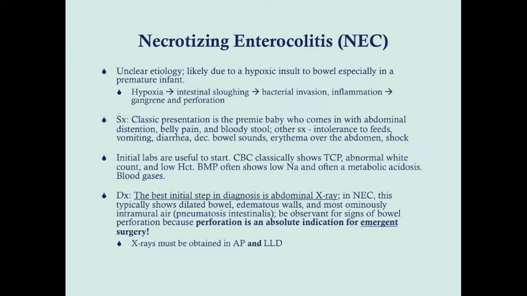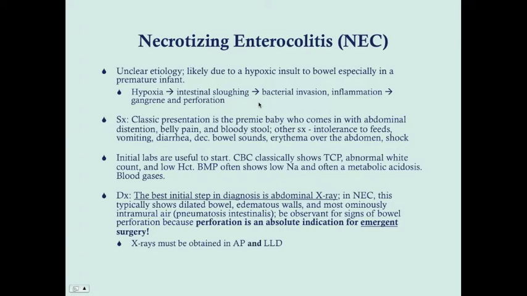When you look at your vignettes on the test, look for a premature baby. If it's not a premature baby, necrotizing enterocolitis becomes a little bit less likely. But premature babies are the ones that typically come in with this. I mean, in real life, never rule out necrotizing enterocolitis just based on the fact it's a premature baby or not a premature baby. But on the USMLE, they will classically throw this at you as a premature baby.